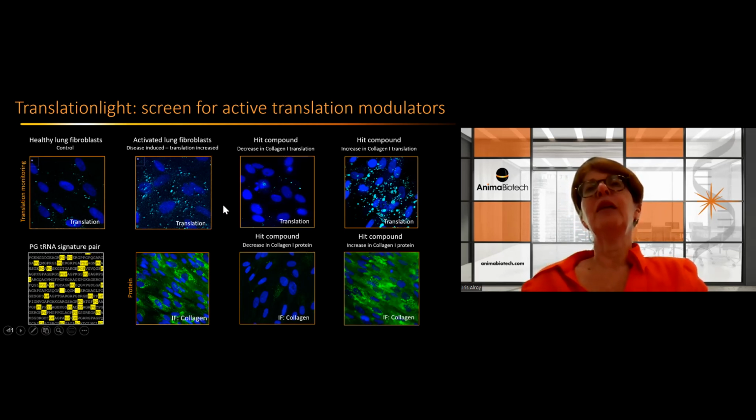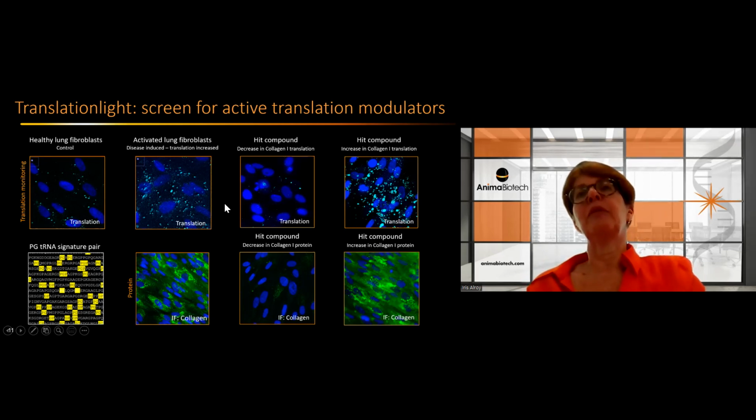During a screen, we've developed machine learning-based methodologies that essentially compare single cells in DMSO control wells with single cells in compound-treated wells, looking for anomalies between activated cells and compound-treated cells, and looking for these small differences between the cells.